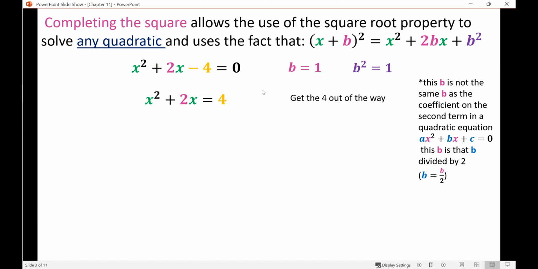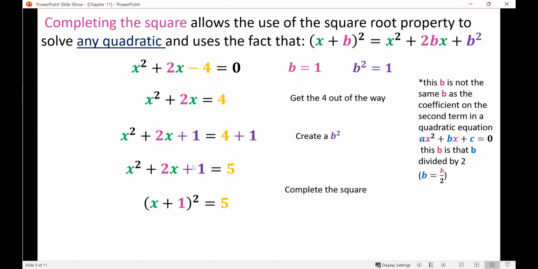Let's get that -4 out of the way by adding 4 to both sides. And now we want a 1 as a constant term, so let's just add a 1 to both sides. Now you can see that we've got the relationship we want. If 2 is a 2b, then b squared is 1. And if you try to factor this, what two numbers multiply to 1 and add to 2? They both happen to be 1, which means when we factor this, it's going to factor to x plus 1 times x plus 1.